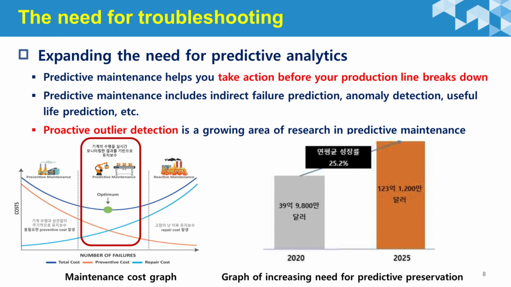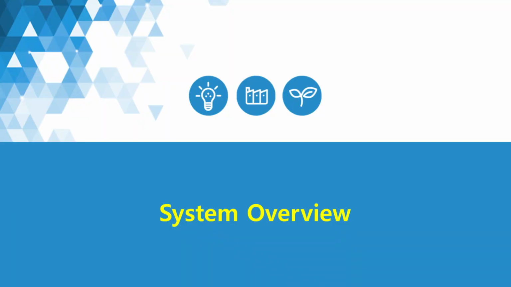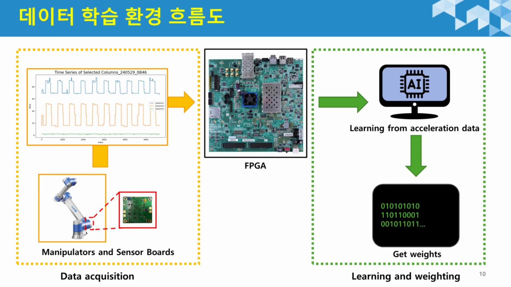As shown in the graph on the right, the system has a flow chart, as you can see. A sensor board attached to an industrial robotic arm collects data, as shown above left. The collected data is used to adjust hyperparameters, train the AI model, and extract weights.